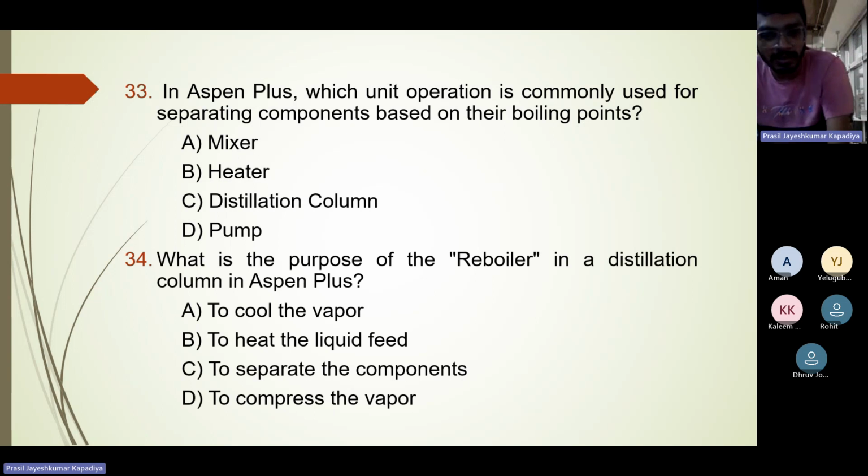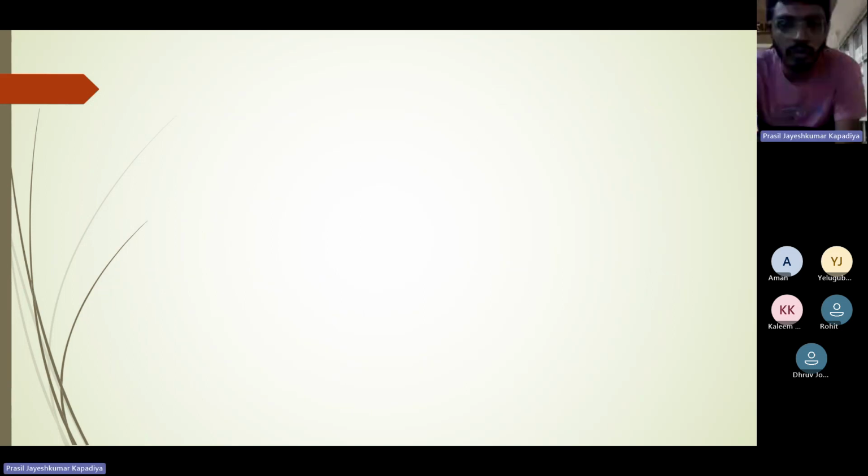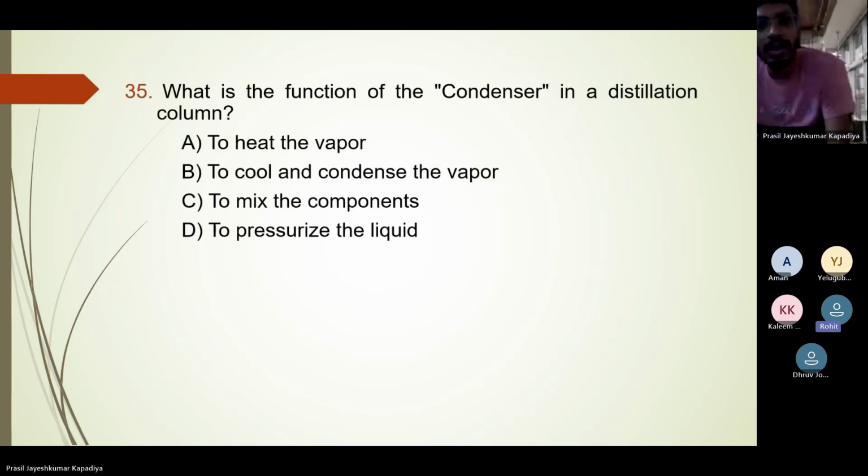Okay. What is the purpose of reboiler in distillation column? Is it used to cool the vapor, to heat the liquid, to separate components, or to compress vapor? To heat the liquid. Yeah, we heat, we reboil. Reboil, name itself says we are reboiling. We are again boiling it. So what do we boil? We boil the liquid feed on the bottom part. Okay. And similarly, what is the function of condenser? To cool and condense the vapor. Yes, we cool and we condense the vapor stream.